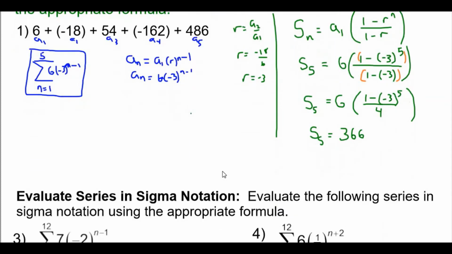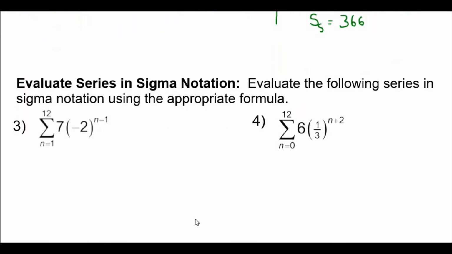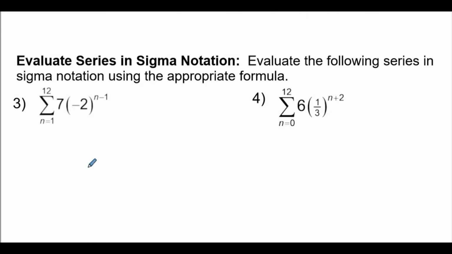All right. So the next one is, well, what happens if somebody gives you sigma? Well, now that you know how sigma works, it's pretty easy to use the equation that we have, which is S of n is equal to A1 times 1 minus r to the n over 1 minus r. I always write down my formulas, that way I remember them.